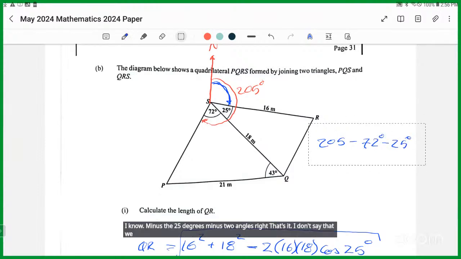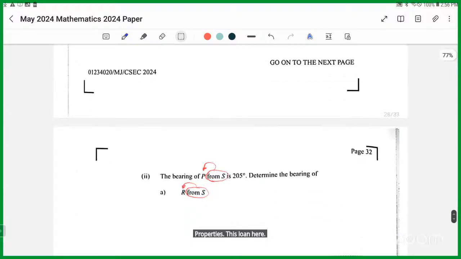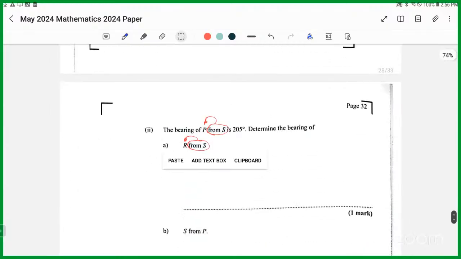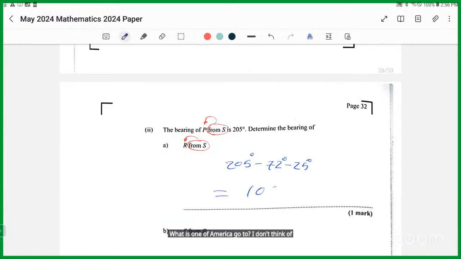Let's write it. Copy this and paste it down here. What does one work out to? I think 108. Good. That equals 108 degrees. All right. Next one I want now.